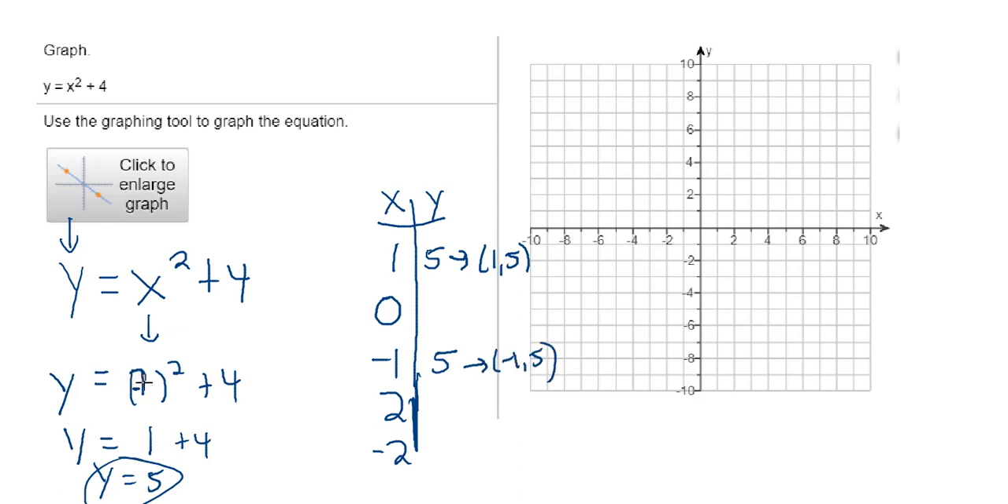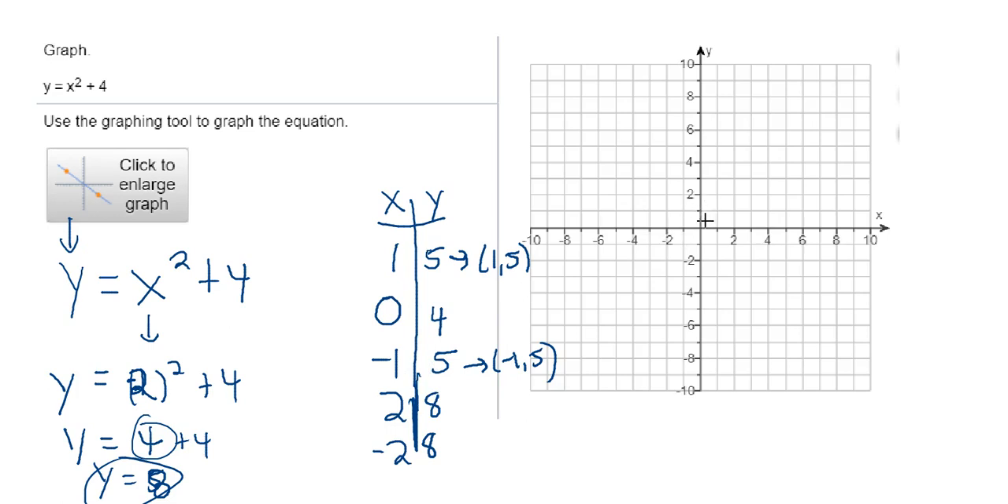Let's do 2. If I plug in 2 here, I'll get 2 squared, which is 4. 4 plus 4 is going to give me 8 for y. If you were to plug in -2 for x, -2 squared also comes out equal to +4. And so again, you'll get 4 plus 4, which will again be 8. And if you plug in 0 for x, 0 squared gives you 0. 0 plus 4 is going to give us 4 for y. All right, so this gives us 5 points to graph.